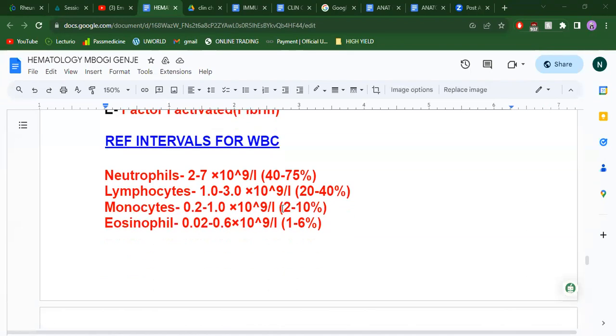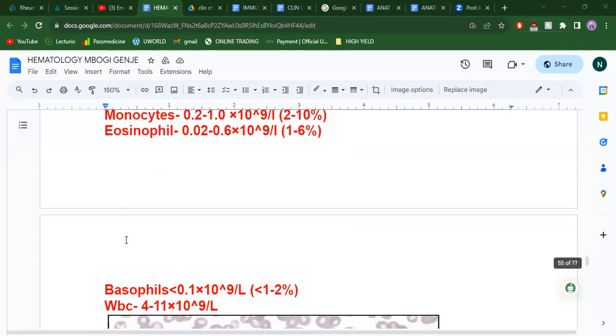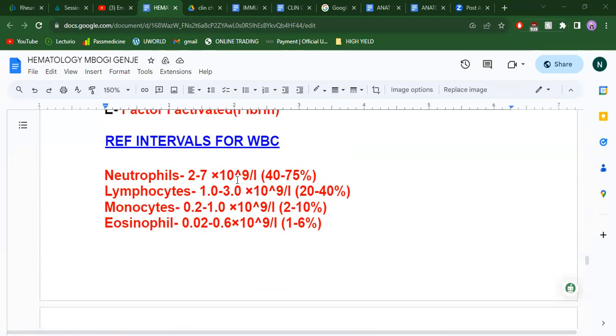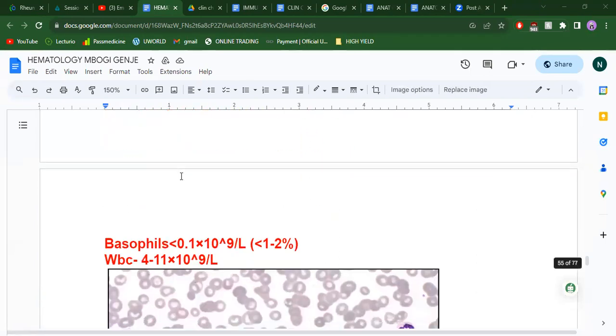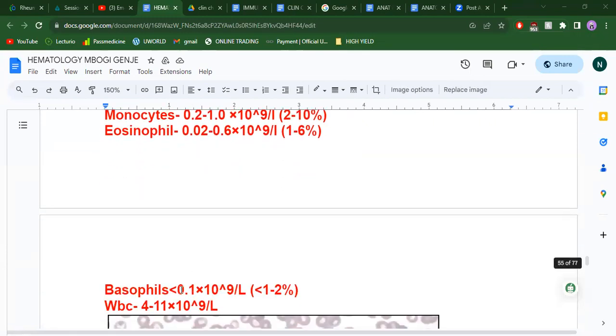Yeah, basically, you'll have to know this. Usually a formula: never let men eat bananas. That's the order of how they are. So, neutrophils 40 to 75%, so 2 to 7 times 10 to the power 9. They can ask the percentage or the absolute value, which is 2 to 7, 1.0 to 3.0, 0.2 to 1, 0.02 to 0.6, less than 0.1.